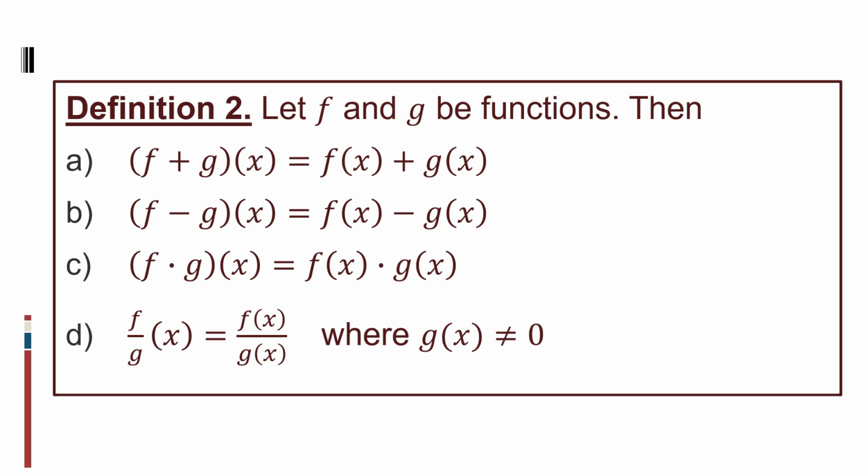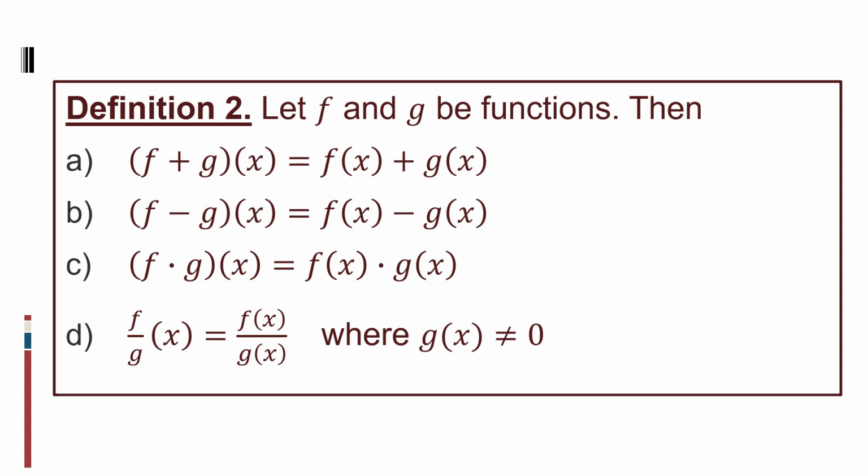Now we also have operations on functions. We let f and g be functions. Then f plus g of x is actually equal to the sum of the individual functions. So that is f of x plus g of x. Also, with subtraction, f minus g of x is equal to f of x minus g of x. For product, f times g of x is equal to f of x times g of x. And for quotient, f over g of x is equal to f of x over g of x, where the denominator should not be equal to 0.